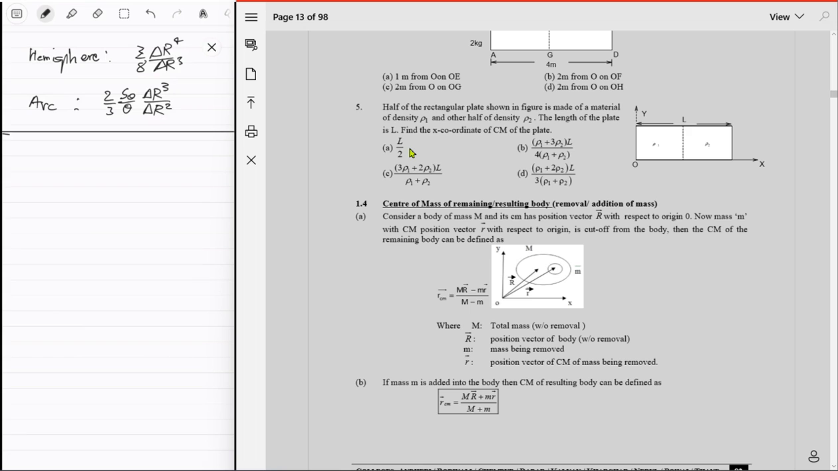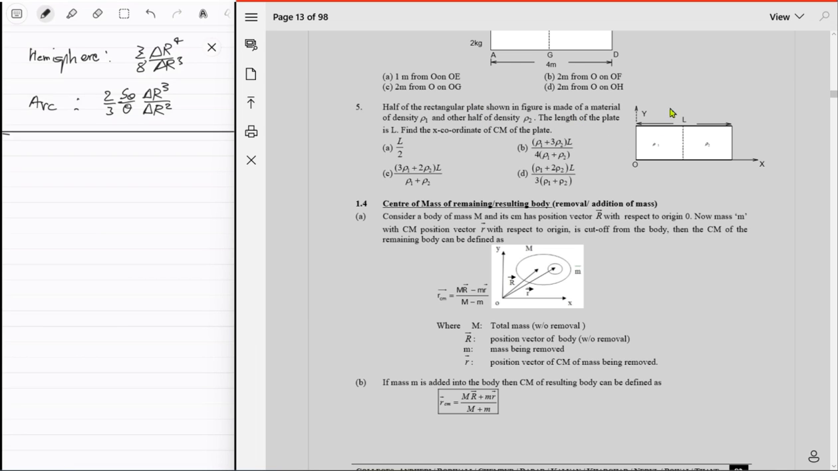Next question. Half of the rectangular plate shown in the figure is made of material of density rho 1 and the other half of rho 2. The length of the plate is L. Find the center of mass. Okay. This rho 1, rho 2. This is length L. Combined length L. Okay.